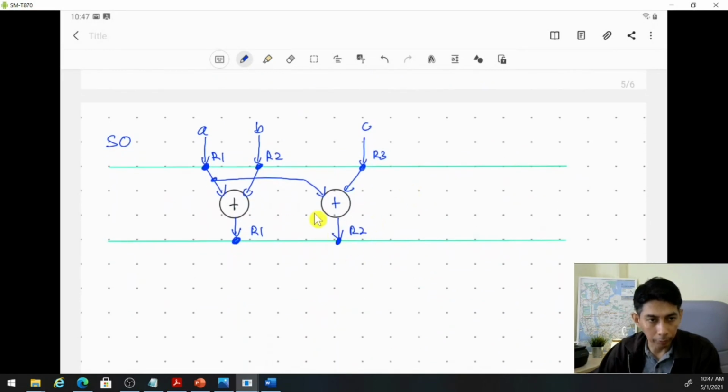That means R2 is available after this operation, so we can save the data, A plus C, here in R2. So no need for an R4 register or any other register. Try to minimize the number of registers that you use in the design. Because R2 is available now, we can use R2 to store the result of this operation.